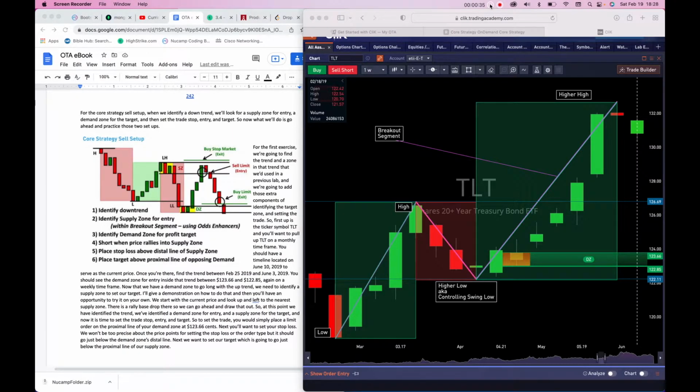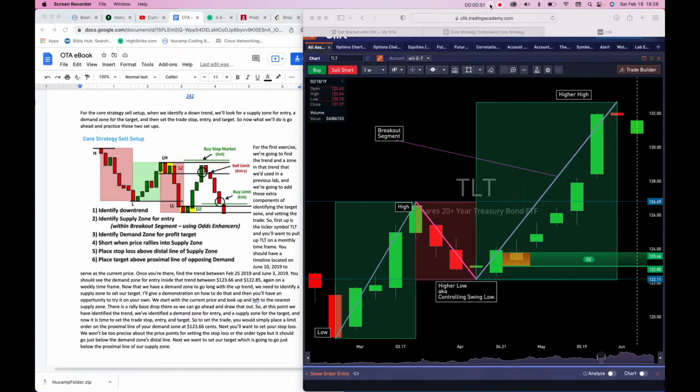For the Core Strategy Sell setup, when we identify a downtrend, we'll look for a supply zone for entry, a demand zone for the target, and then set the trade stop, entry, and target. So now what we'll do is go ahead and practice those two setups.